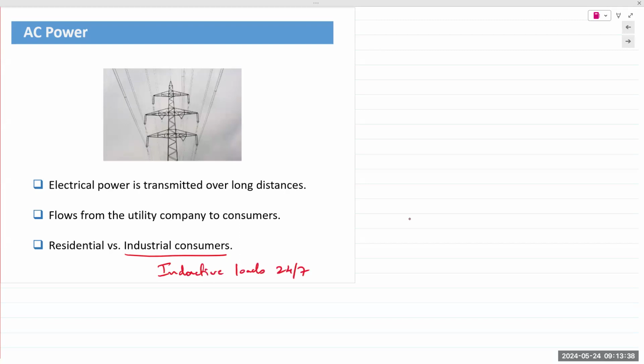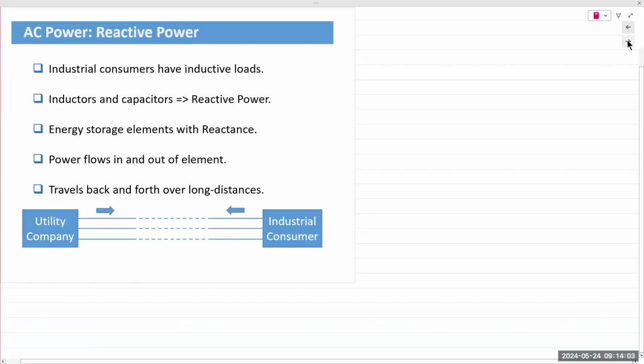Residential customers, not so much. Biggest appliances with an inductive load would be like a washer or a dryer, and your HVAC unit, right? Heating and cooling might be run more often, obviously, but washers and dryers, not so much. And why does it matter? Well, when I say inductive load, it means it is dealing with an inductor, right? Electrically speaking, an inductive load is an inductor.